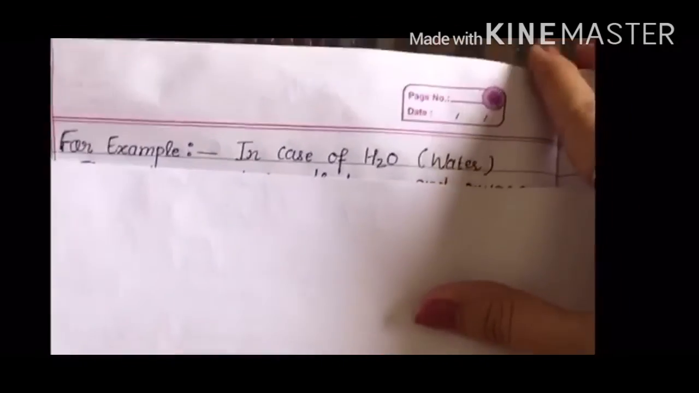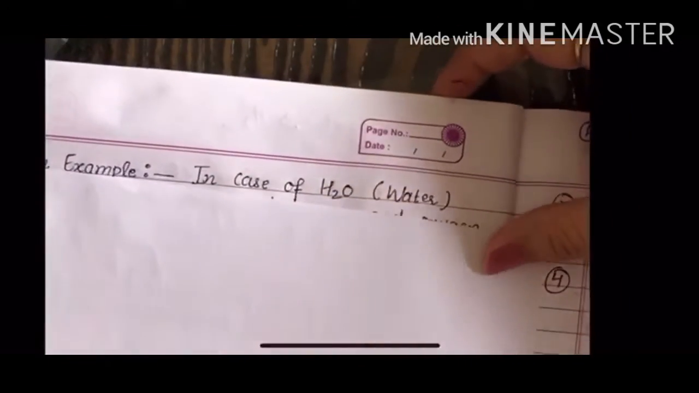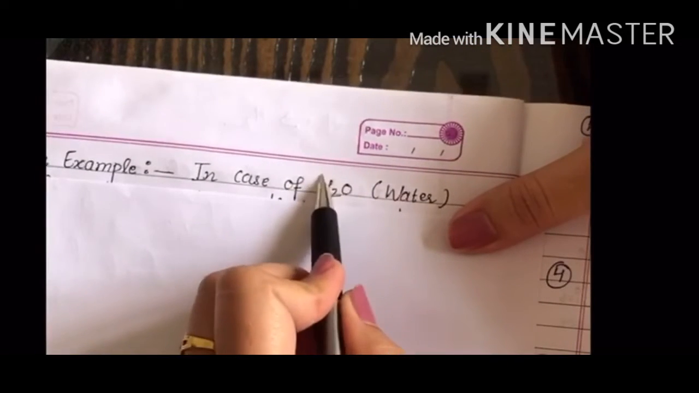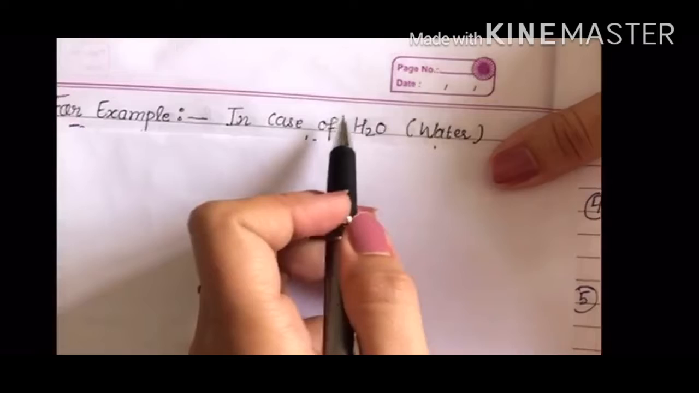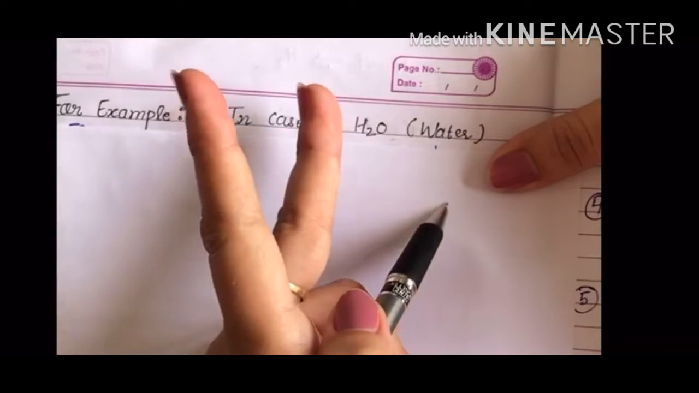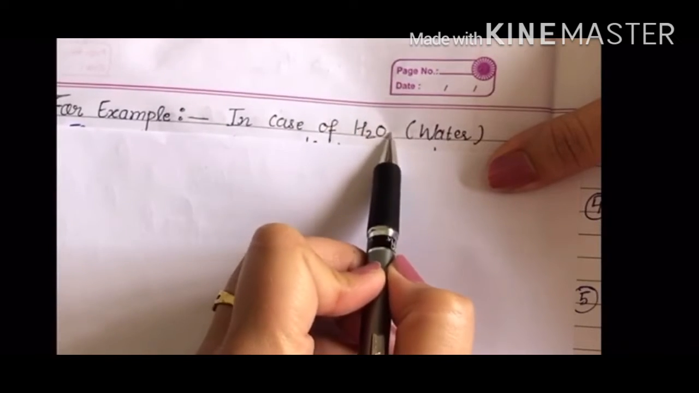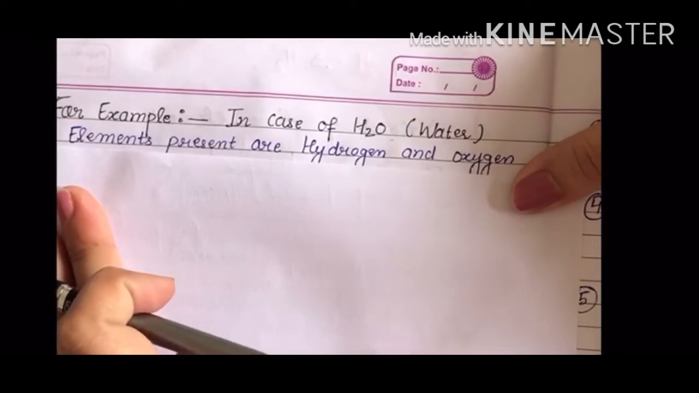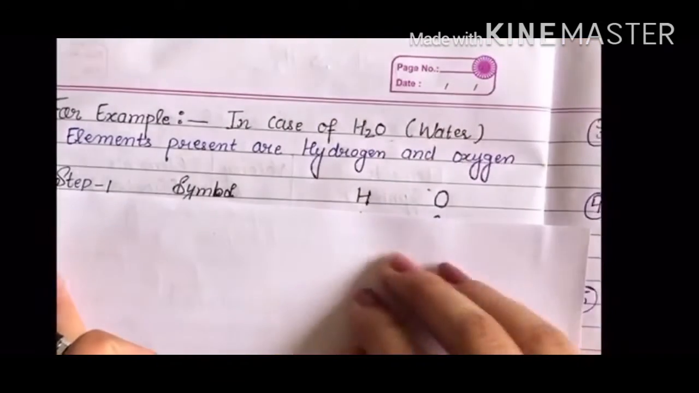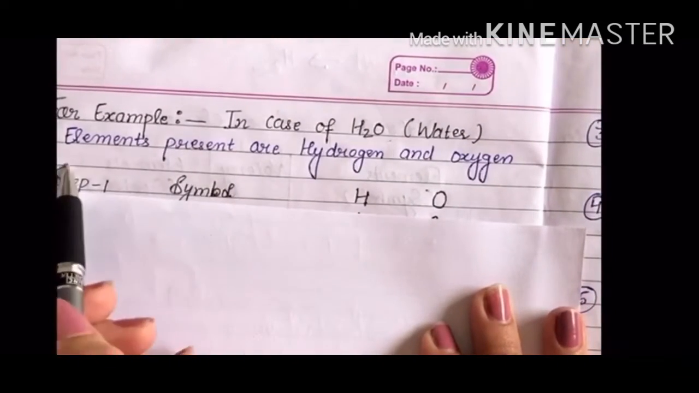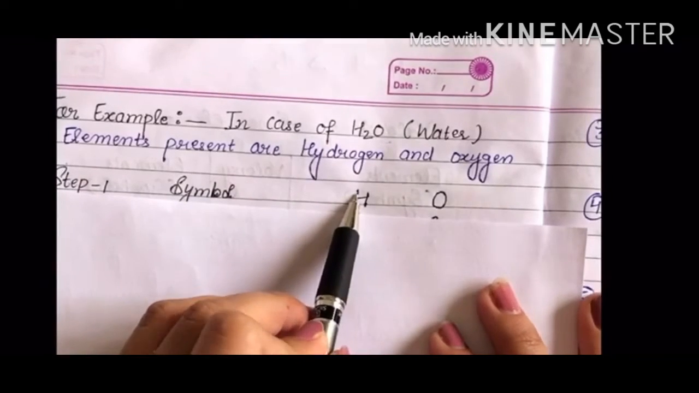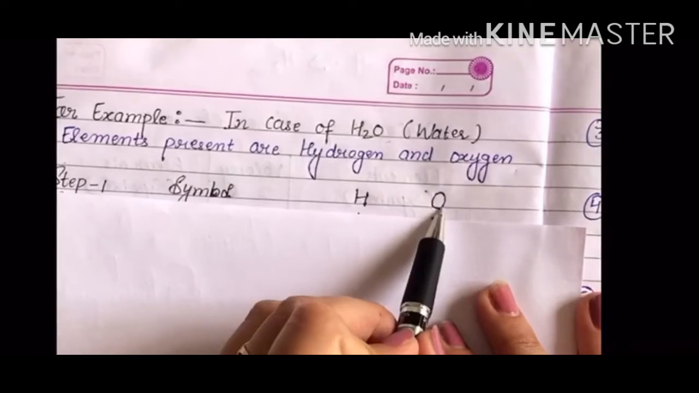For example, in case of the compound water, firstly we have to know the elements' names. Here two elements are present. One is hydrogen and the other one is oxygen. First step is symbol name. For hydrogen, the symbol is H. For oxygen, the symbol is O.